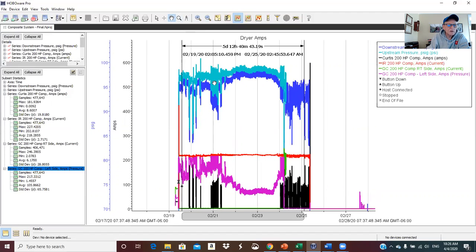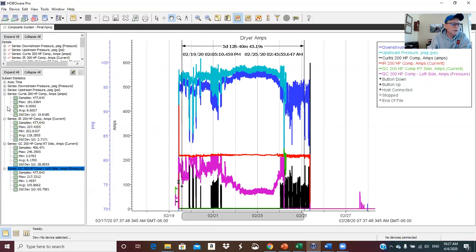So these are the upstream and downstream pressures. These are the currents. We actually have 4 air compressors. Then I used the averaging tool up here, and I just kind of picked 2 spots. I got about 5.5 days, so a little over that.